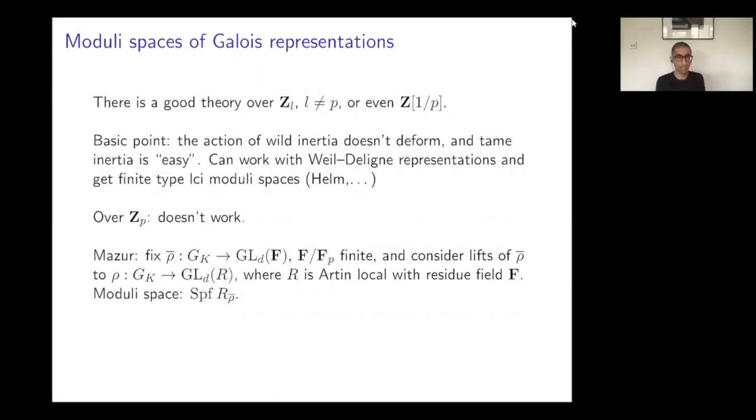Okay, so having said that, it's unsatisfying to have to make this fix of this rho-bar. When you're working in the l-adic case, l not equal to p, you have these moduli spaces with no restrictions at all. And it would be great to have something similar in the p-adic case. I will try and convince you later why it's a useful thing to have. So the question that this project is basically answering is how do we let this rho-bar vary?